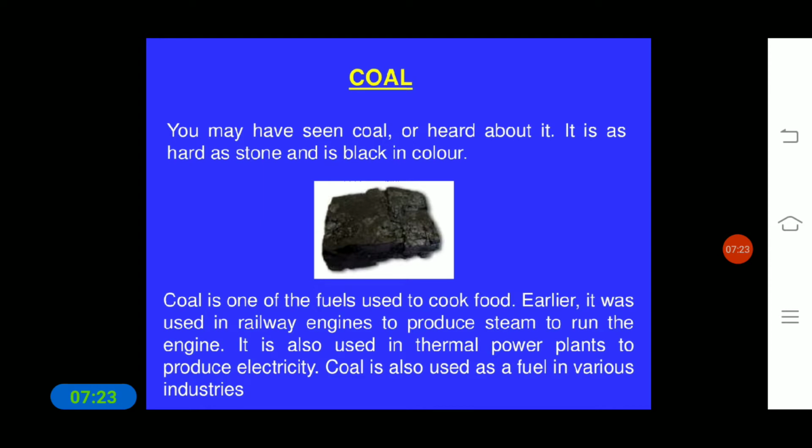Okay, you might have seen coal at your home or in a village. Coal is one of the fuels used to cook food. Earlier it was also used in railway engines to produce steam to run the engine. It is also used in thermal power plants to produce electricity. Coal is also used as a fuel in various industries.